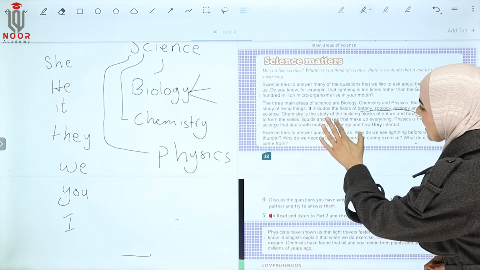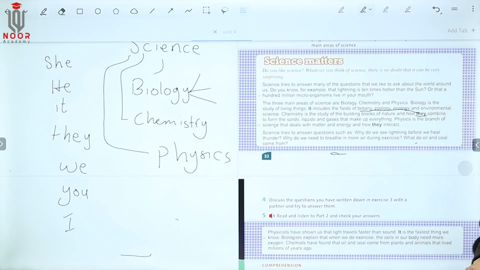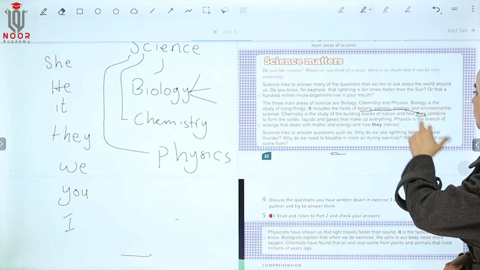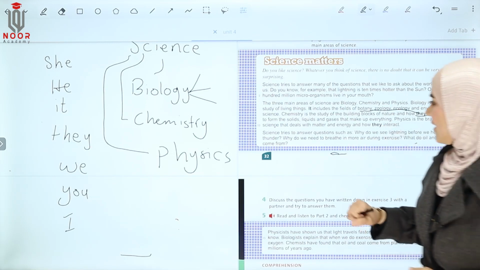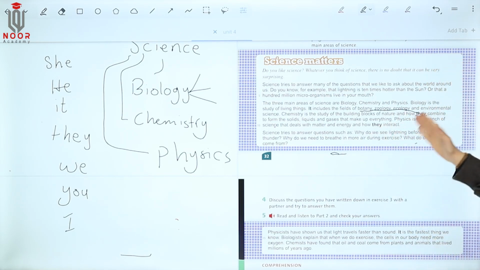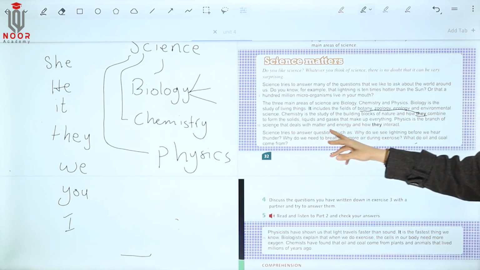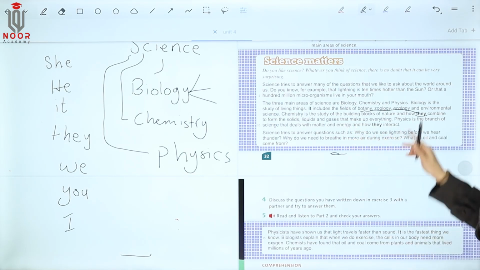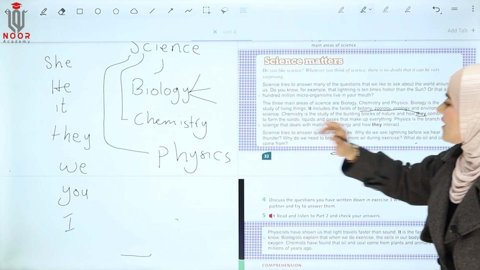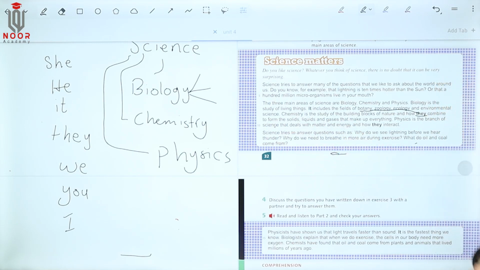The solid, liquid and gas that make up everything. What about physics? It is the branch of science that deals with matter and energy, and how they interact. Look at this. What about "they"? They refers to what? Physics and energy, or what? Physics is the branch of science that deals with matter and energy.